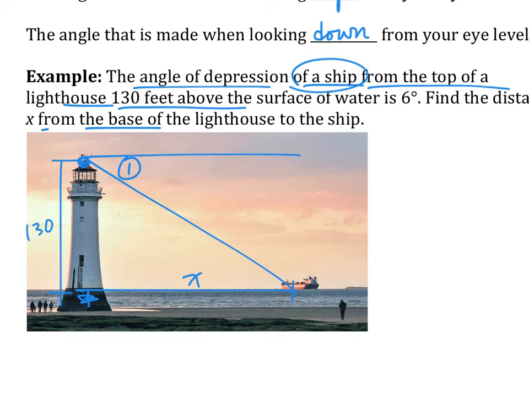Where are you? On the top. So normally you look ahead. Now you need to look at a ship. What do you need to do to look at a ship? Look down. So the angle from where you are to where you look down, that is the angle. Does that make sense? You were looking straight ahead, now you have to look down on the ship. That angle that sweeps through is the angle of depression.